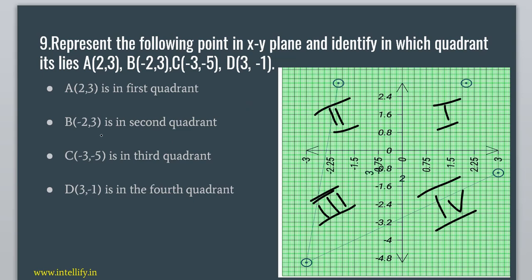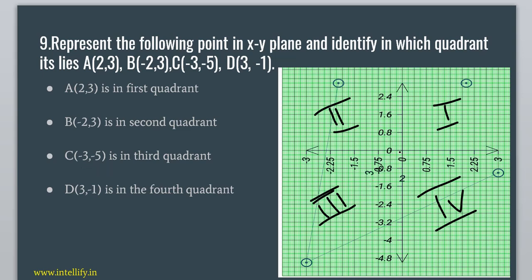After that, we have B, minus 2 comma 3. It is in the second quadrant. The x coordinate, minus 2, is negative, so we'll go to the left hand side of the x axis, 2 units here. After that, the y coordinate is positive, so we'll go upward, and this will represent minus 2 comma 3. It is in the second quadrant. It is clear.